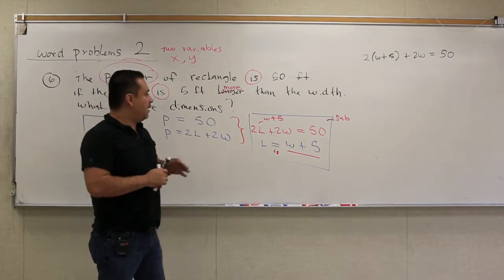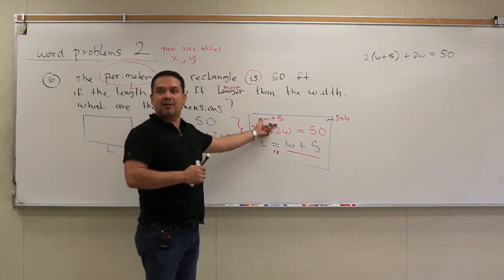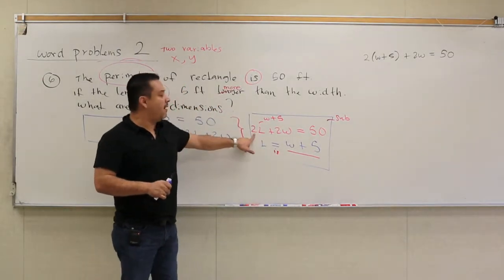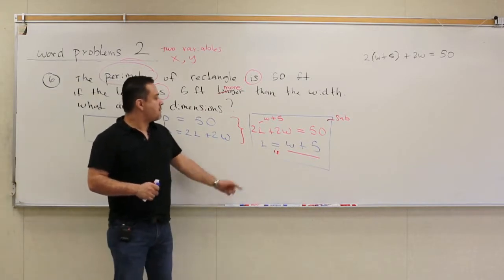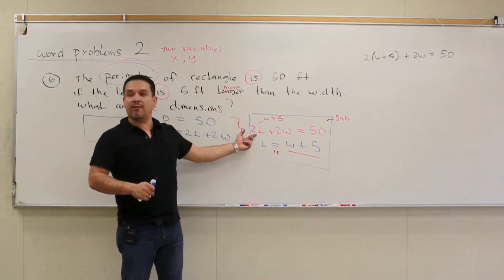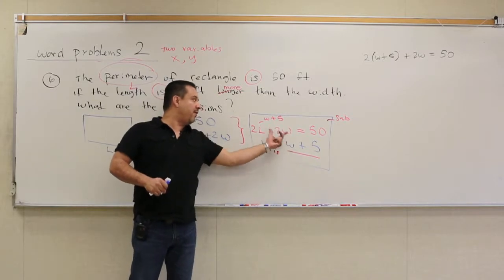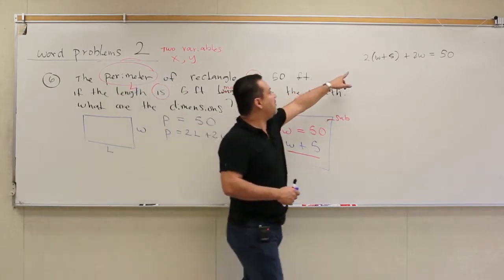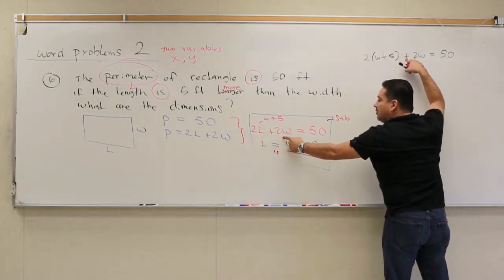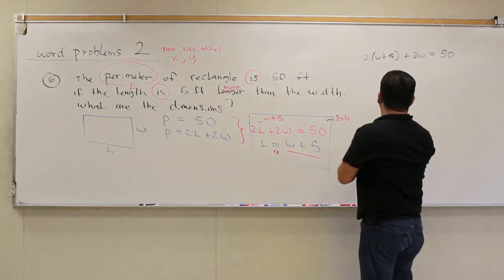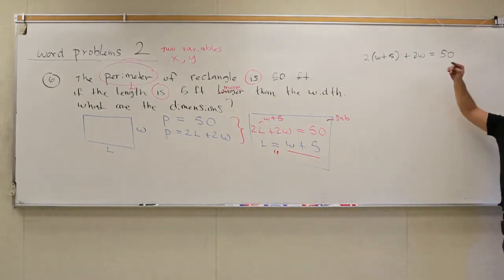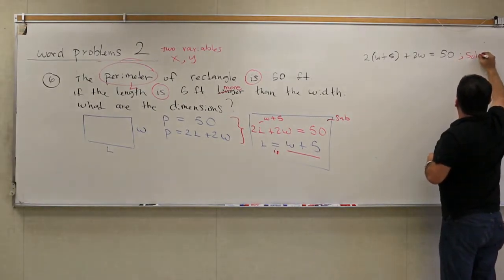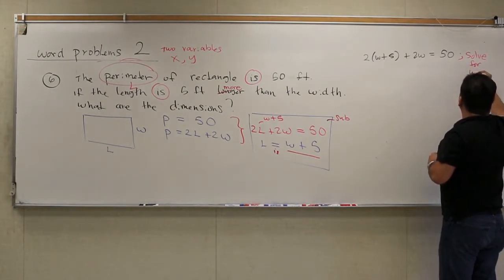So what you should see is 2 times W plus 5 in parentheses plus 2W equals 50. Where did I get this 2 from? The 2 up here is the same 2 down here. So I'm saying L is W plus 5. Replace that with your L. So there's a 2 times the L, 2 times W plus 5, plus my 2W is 50. So here's an equation. One equation, one variable. What do you solve for? What variable is there? Solve for the width.